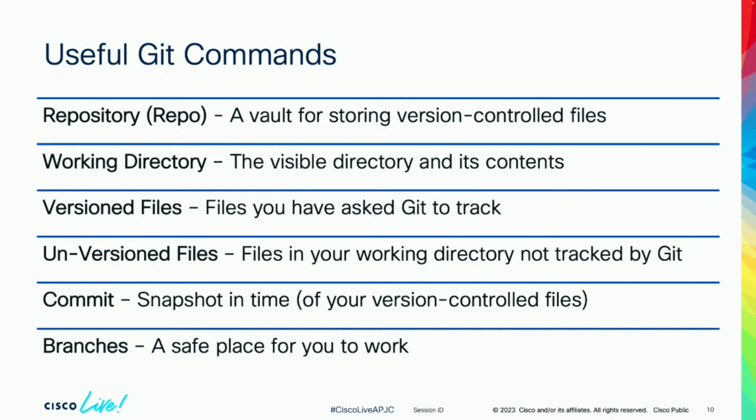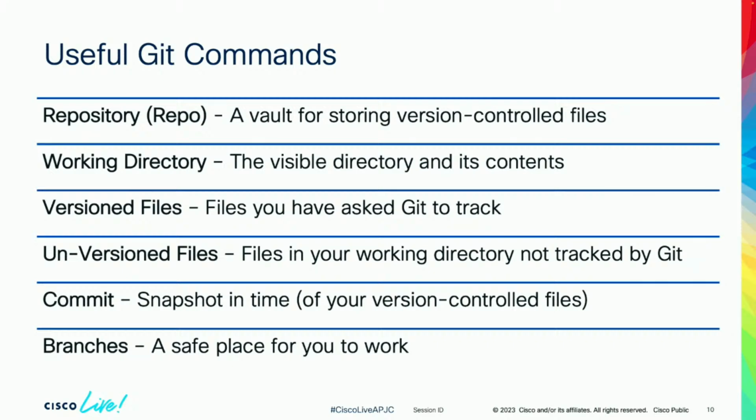Working directory is the visible directory and its content. This is essentially your local working folder that has all your code, and it also contains some Git configuration files that differentiate it from a normal folder, making it a Git working directory.